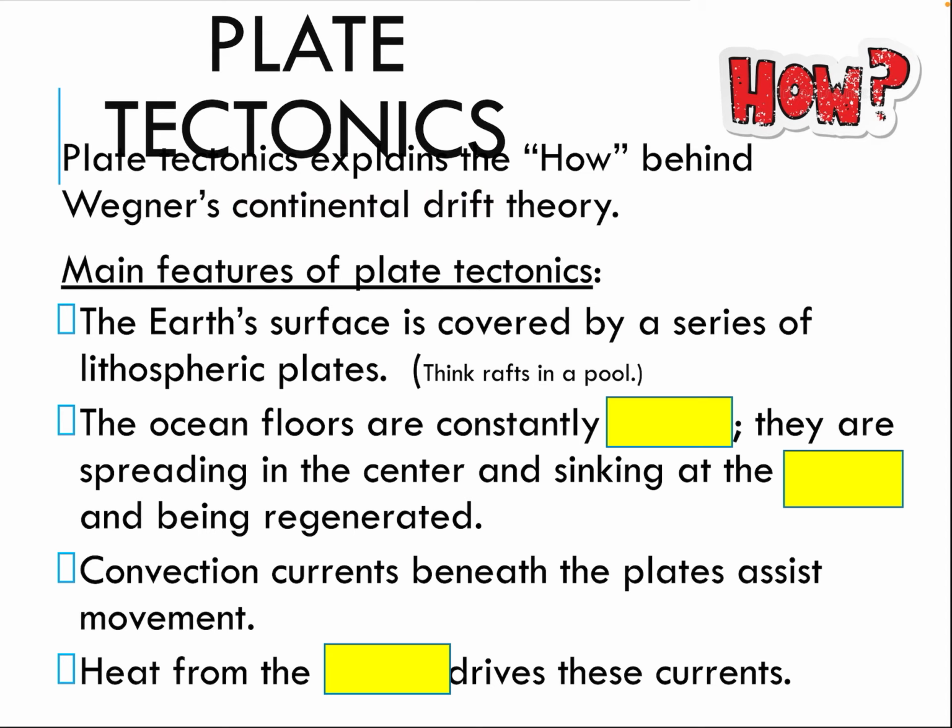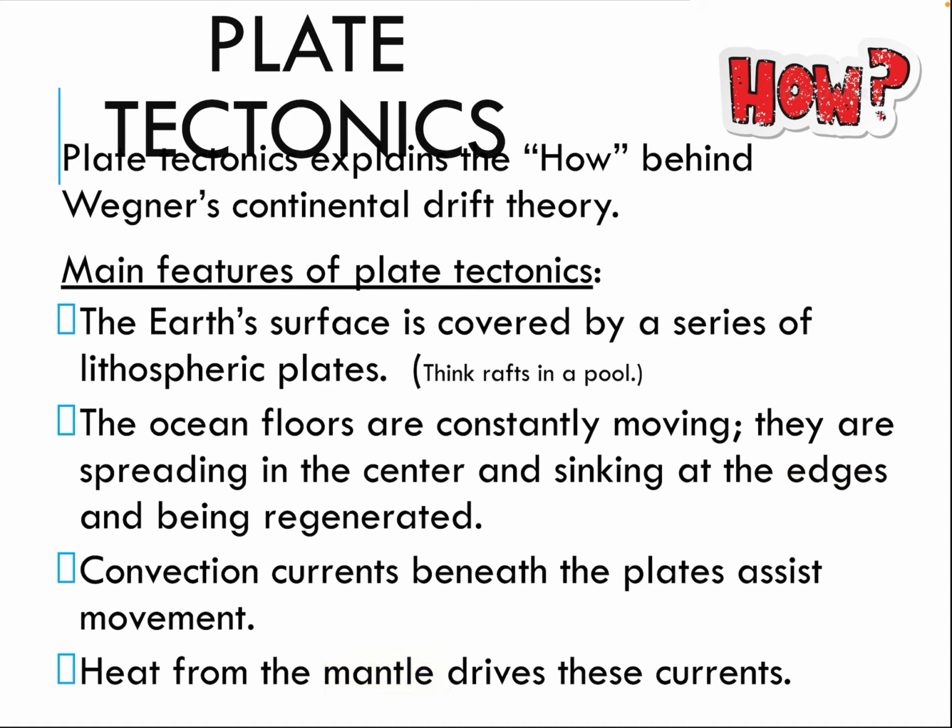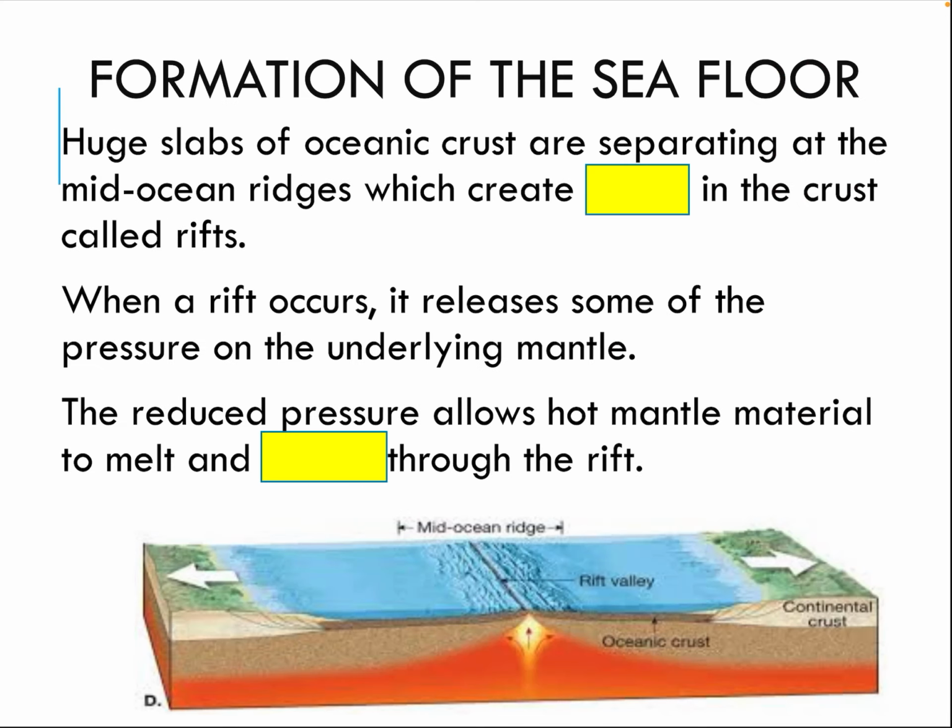So the main features of the plate tectonics theory is that the Earth is covered by a series of lithospheric plates. So think of the rafts in the pool that we mentioned earlier. That the ocean floors are constantly moving and spreading in the center, seafloor spreading, and sinking at the edges where they are subducting under continental crust and being regenerated. That convection currents in the mantle are what are moving the plates, and that heat is what drives the convection currents. So let's take a look.